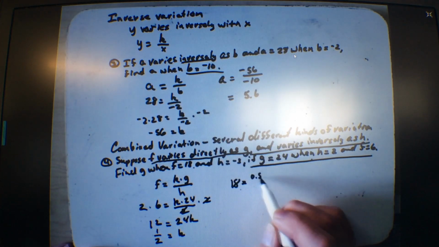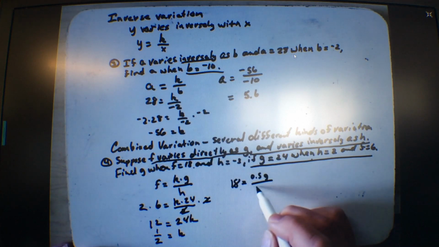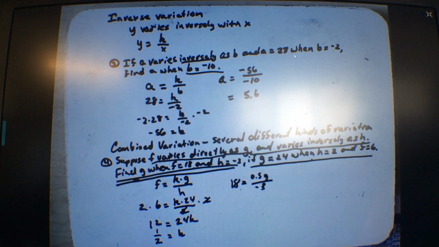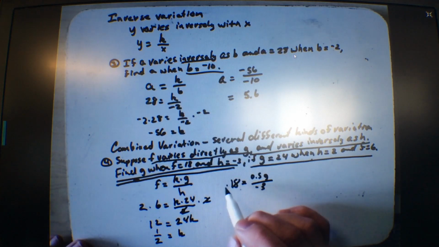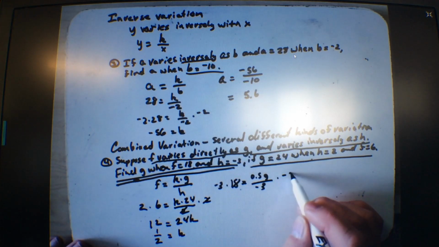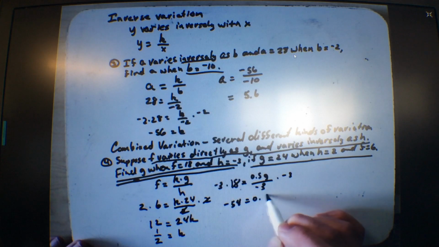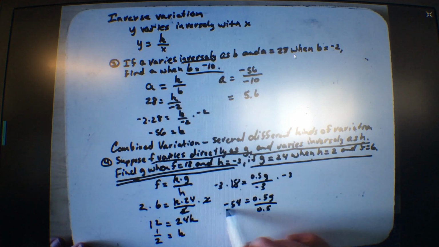I'm gonna use 0.5 times g, which is, we don't know, right? Over h, which is -3, and I'm just using this information right here. Josh, you understand that? So now I'm gonna multiply both sides by what? -3. And I get -54 equals 0.5 g, and I'm going to divide both sides by 0.5. What do I get? -108 for g.